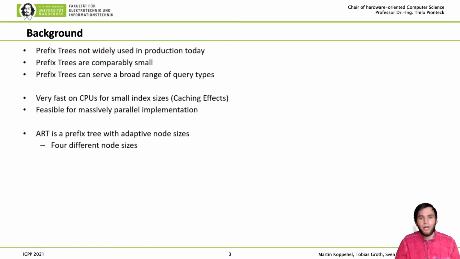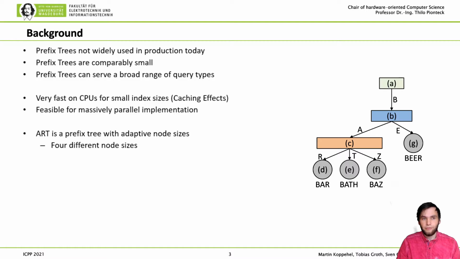In our case, we used ART as a baseline for the work because it's already readily available, and ART itself is a prefix tree with adaptive node sizes. In that case, we have 4 different node sizes for 4, 16, 48, and 256 children. On the right, we have an example of an ART. A to C are different nodes with different sizes. D to G are leaves with different values.